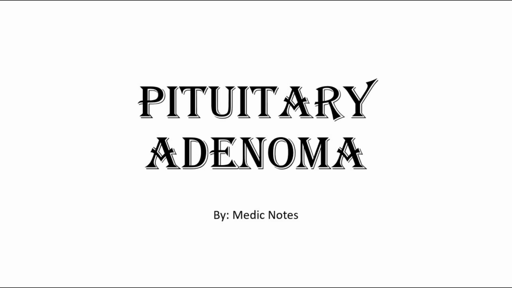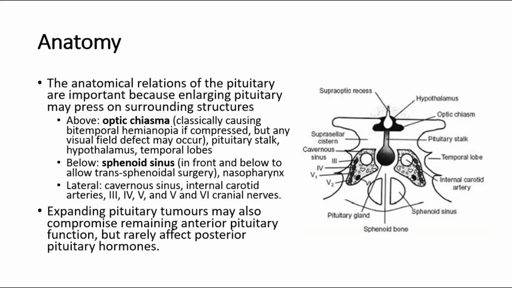This video is on pituitary adenoma. Let's look at the anatomy of the pituitary gland. Above it is the optic chiasma, classically causing bitemporal hemianopia if compressed, but any visual field defect may occur. Other structures there are the pituitary stalk, hypothalamus, and temporal lobes.